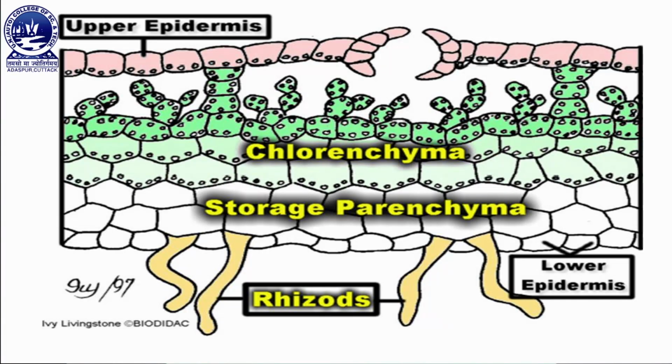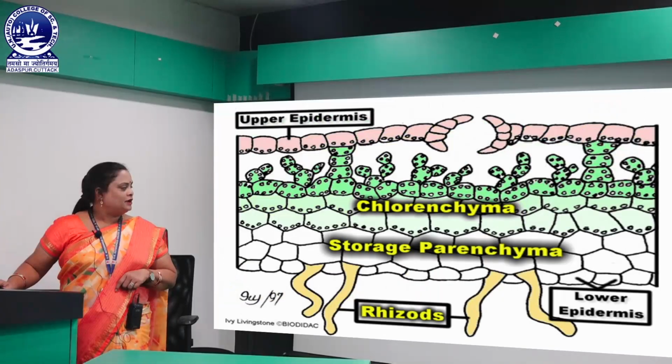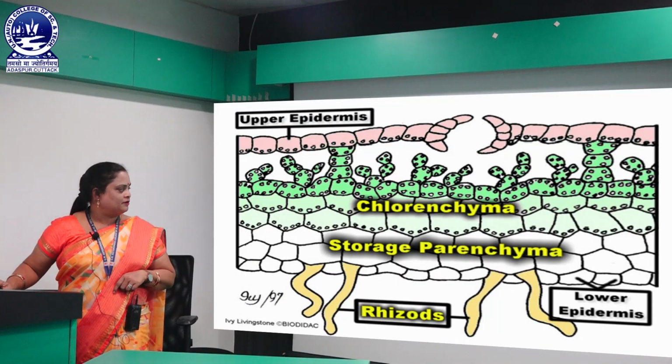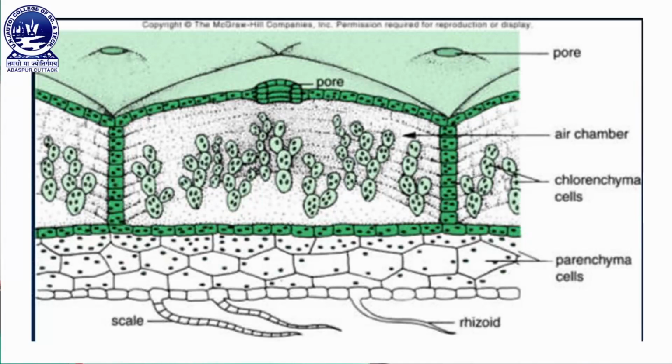All the cells of the photosynthetic zone are green in color; these are chlorenchyma cells. Then the storage zone. The storage zone cells are compactly arranged without any intercellular spaces. The storage zone is limited by the lower epidermis, and the lower epidermis contains the smooth-walled and tuberculated rhizoids. The storage zone contains starch as the storage product. This is another view of the thallus of Marchantia, the internal view.